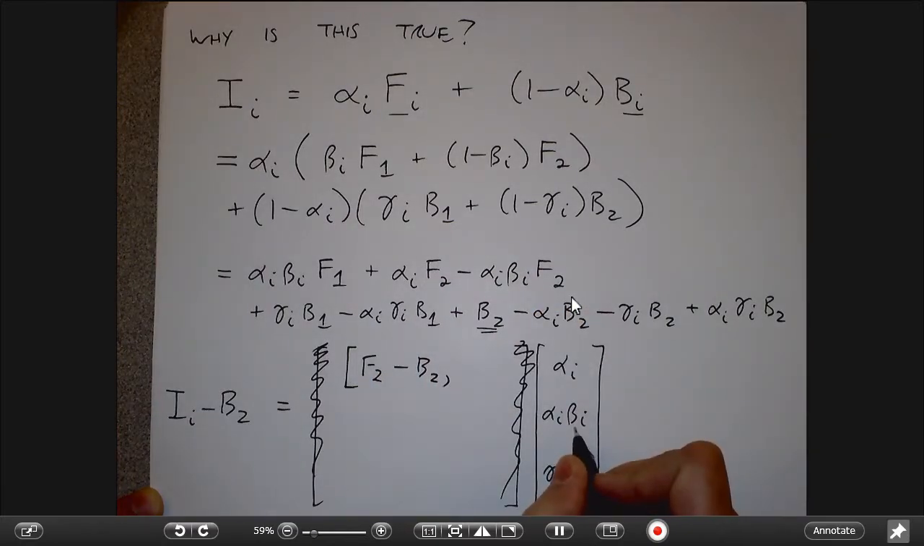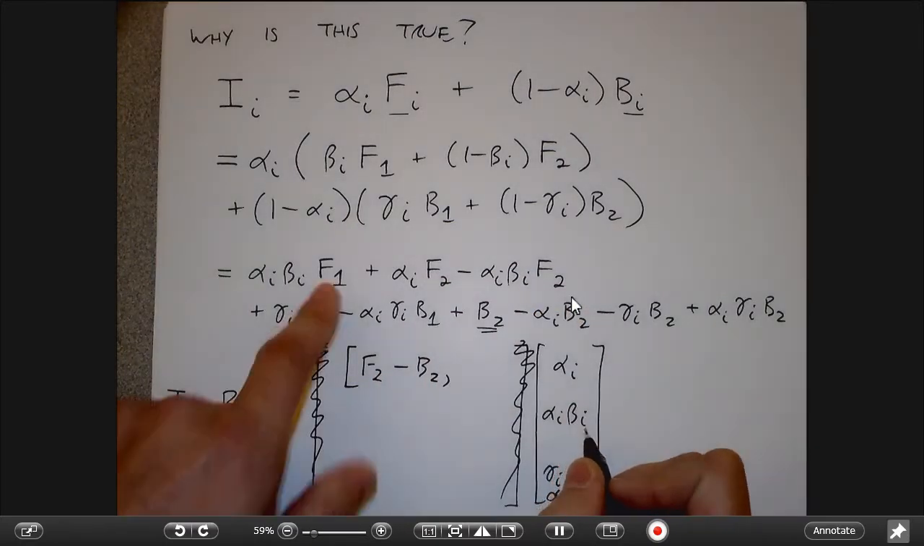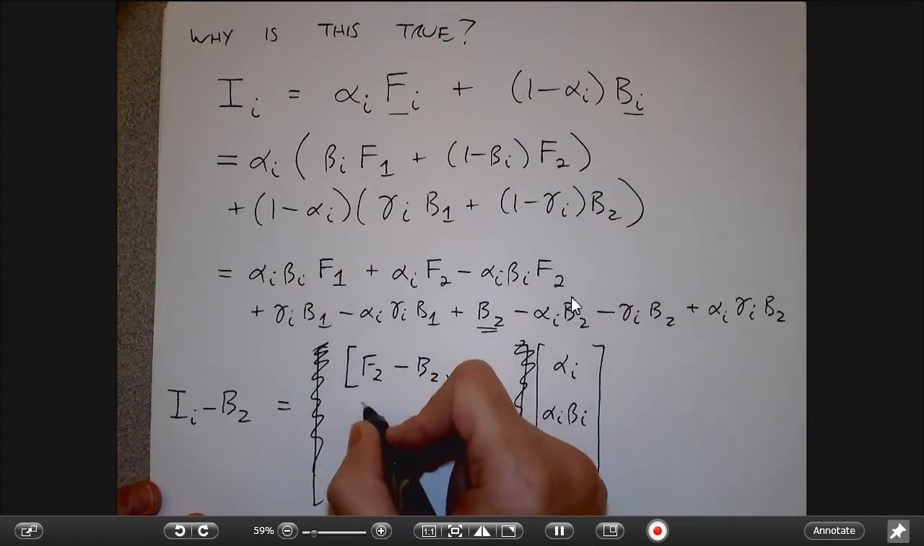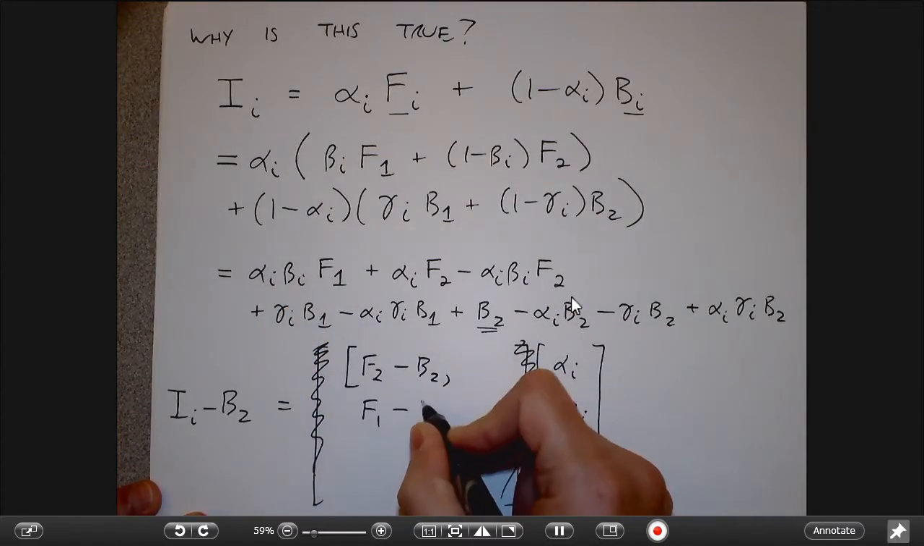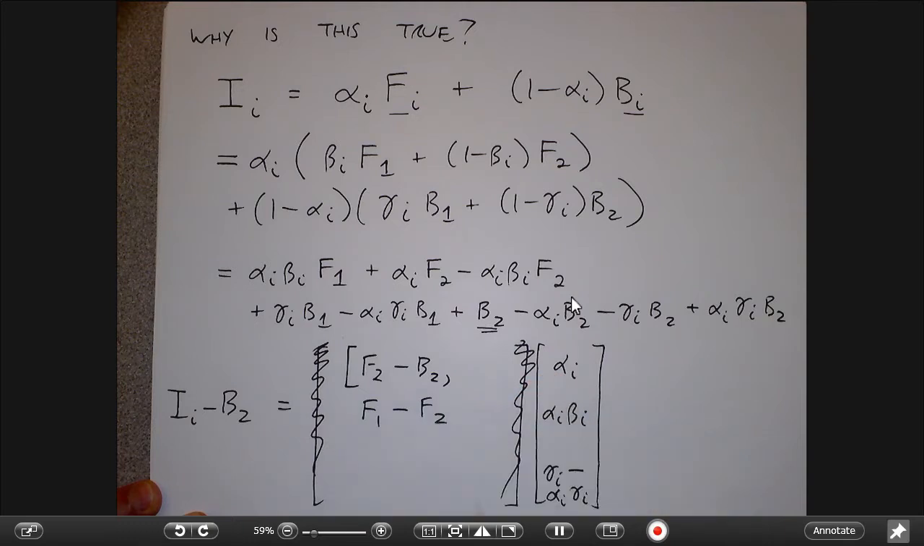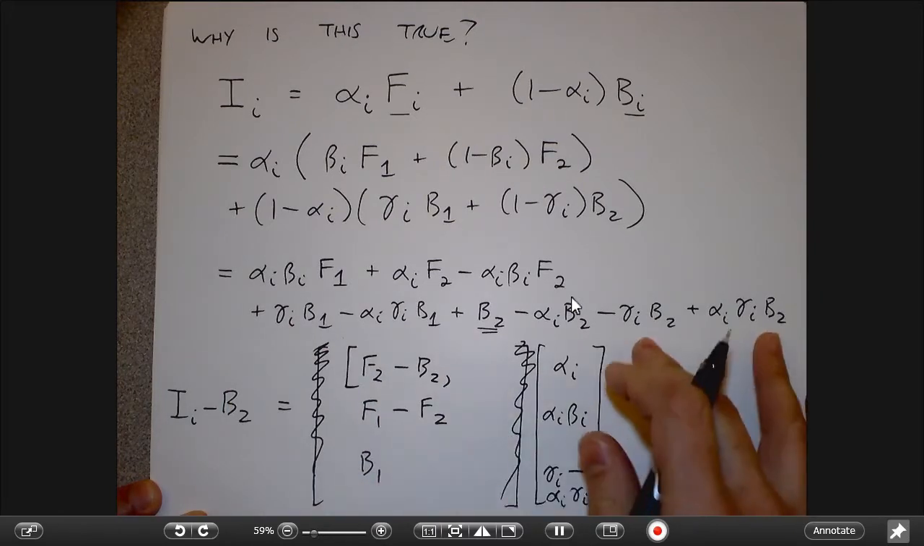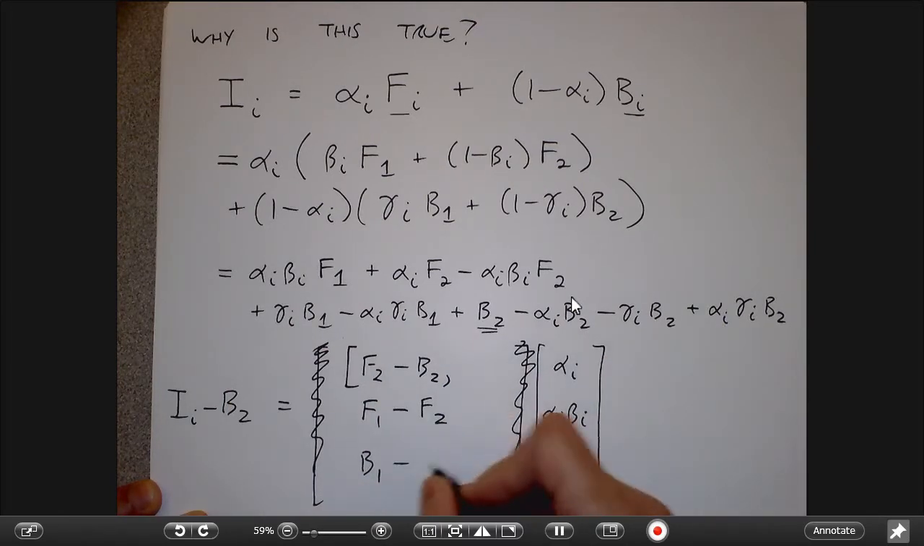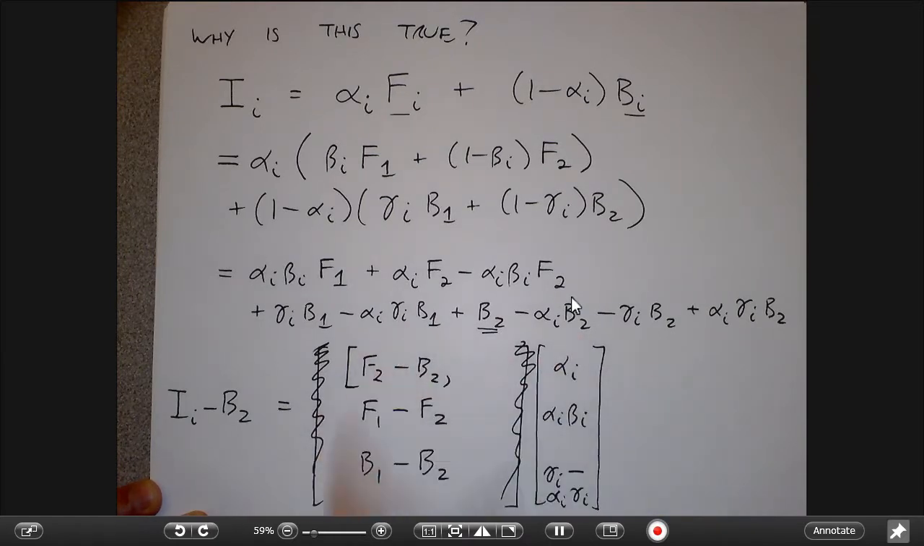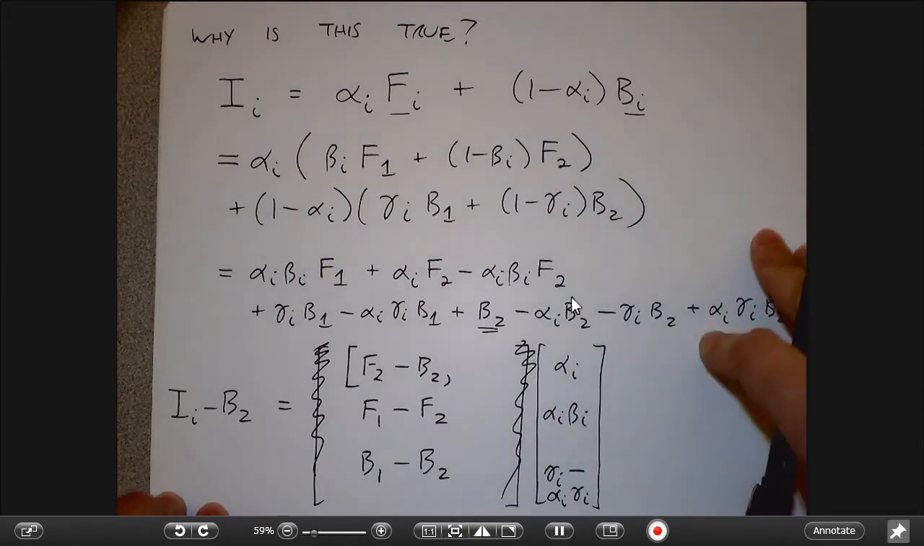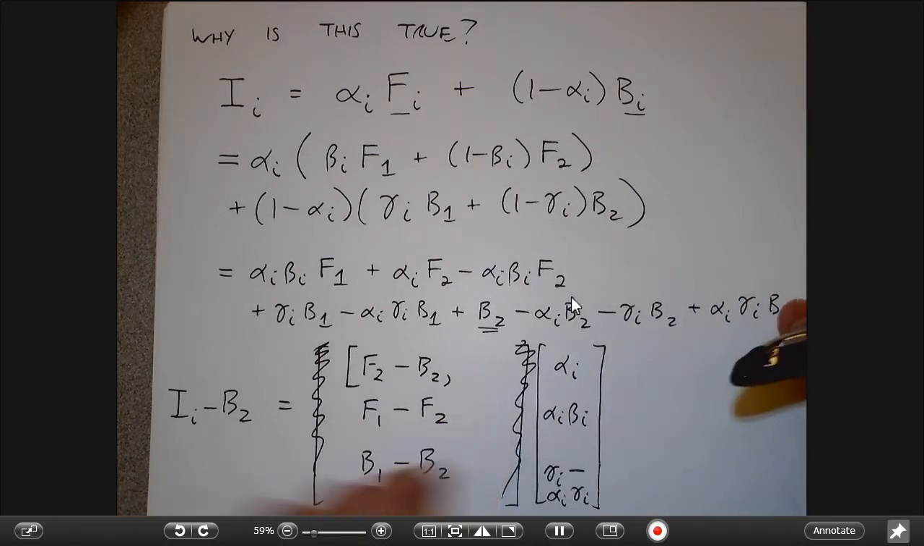What multiplies alpha I, beta I? Well, I have an F1 and an F2, so I have F1 minus F2. And what multiplies this gamma I part? I have a B1 and I have a B2. And that accounts for all the terms I've got. So let me rewrite this in a slightly less messy way. I'm going to rewrite exactly this on the next page.